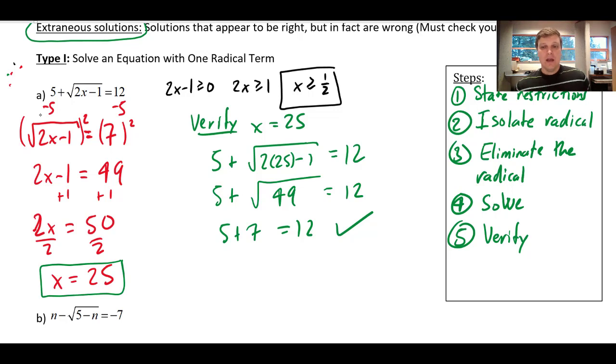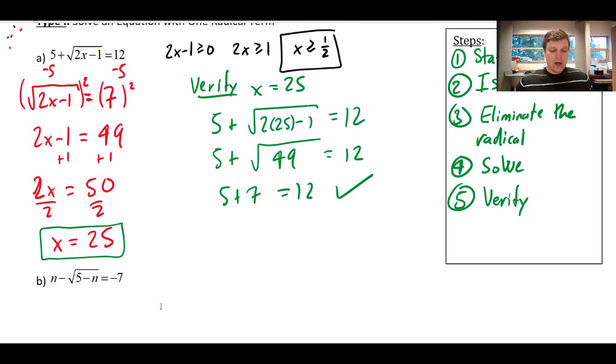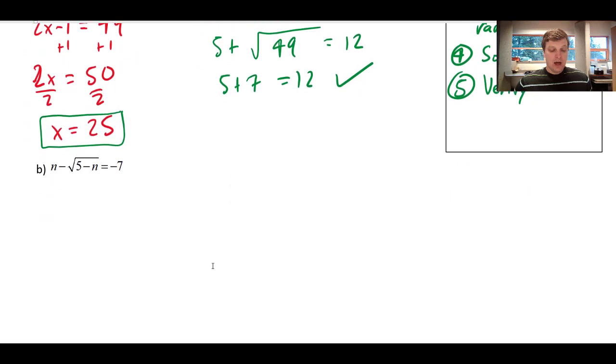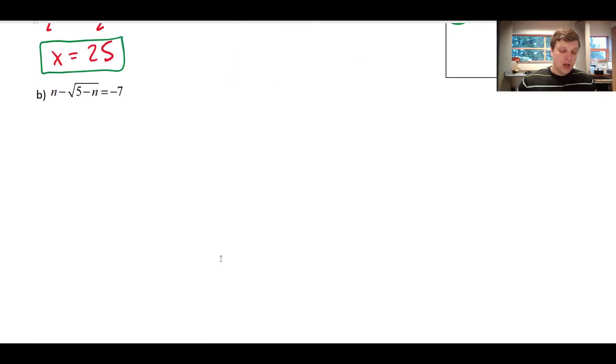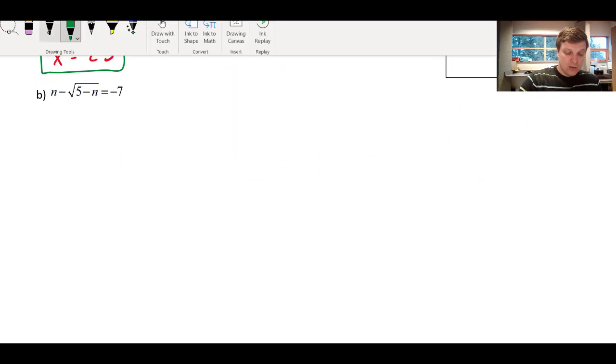I can keep it. If that equation didn't work out, then I would just have to reject either one or both of my answers, whichever ones don't work. So we'll see that sometimes, in this case, there was only one solution, and we might get multiples. So let's try this next one here.